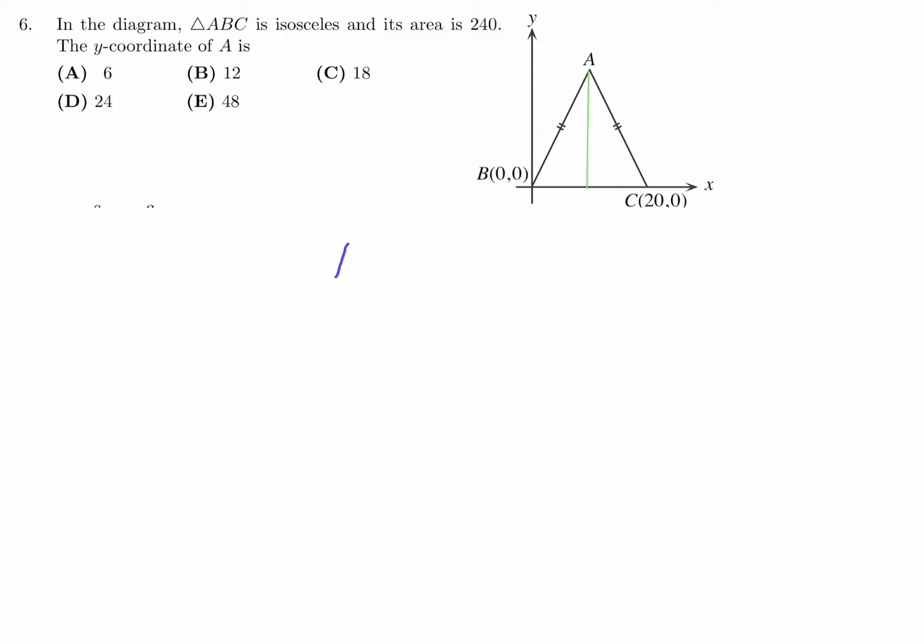So now the area of that triangle ABC, they tell you, is 240. Now, how do you figure out the area of a triangle? Well, 1/2 base times height, as always. And the base in this case is from here to here. And what is that distance? Well, it's the x-coordinate of C, 20. And there you go. Now we can figure out h.